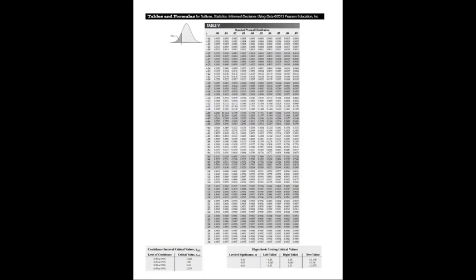It is also always going to give you area to the left, again, as this picture is showing you, which is a less than probability. It's going to be important later because anytime we have a greater than probability, we're going to have to work with a complement.